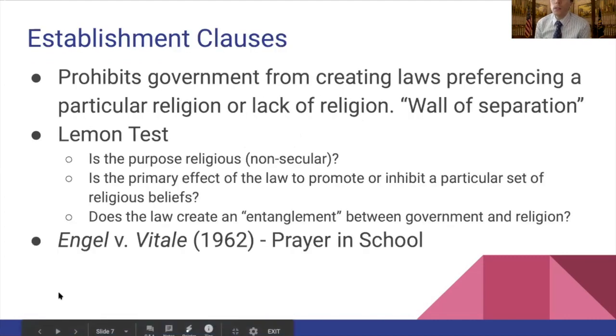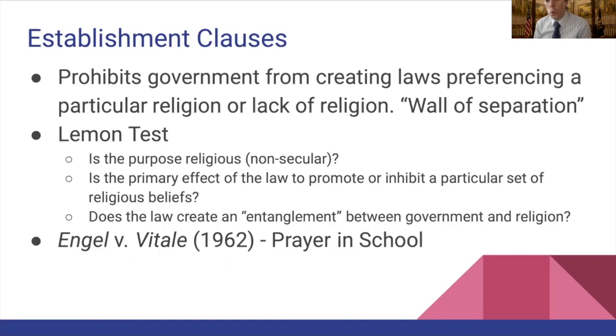The Establishment Clause is related to that, but what it does is prohibit the government from creating laws preferencing a particular religion or a lack of religion. And this is informed by Thomas Jefferson's letter to the Danbury Baptists, which we read, that talked about a wall of separation between church and state. And these two parts of the First Amendment were important to the framers because remember, England had a state church, right? The king was the defender of the faith. The king was the head of the Church of England. So they did not want that type of intermingling between government and religion.